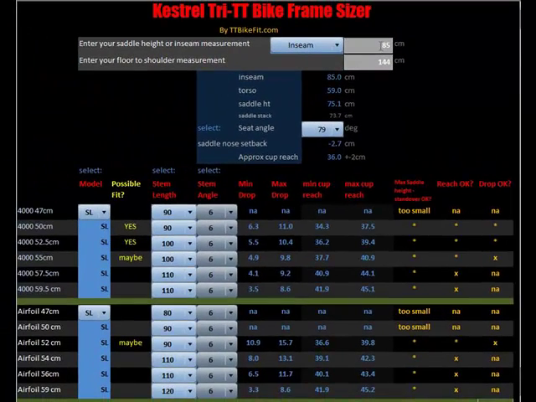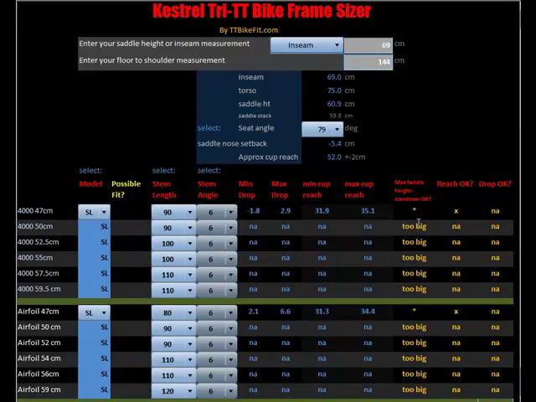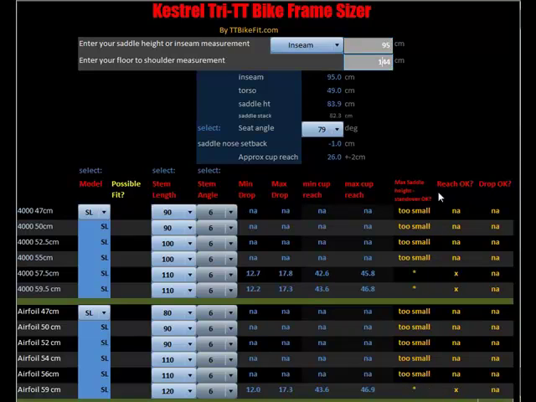For instance, for someone with a relatively short inseam of 69 centimeters, most of these frames are going to come up as too big because the standover height is too high for a person with that short of an inseam. If we look at a much larger person with a 95 centimeter inseam, you'll see that most of the frames pop up as too small because you simply can't get the saddle high enough to accommodate the required saddle height for a person of that size.